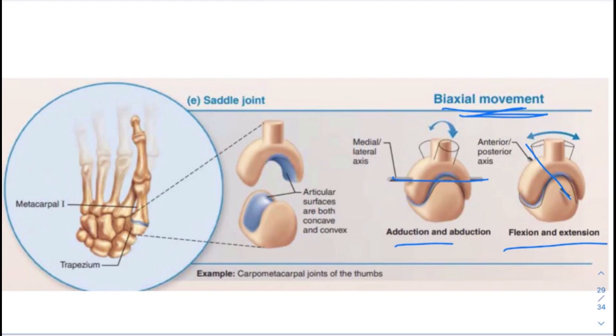So an example of a saddle joint would be the metacarpal joint of the thumb. So here we have the carpals, and then this is the metacarpal of the thumb. These are the proximal and distal phalanges of the thumb. So this joint here is the metacarpal joint of the thumb, and it is a saddle joint.